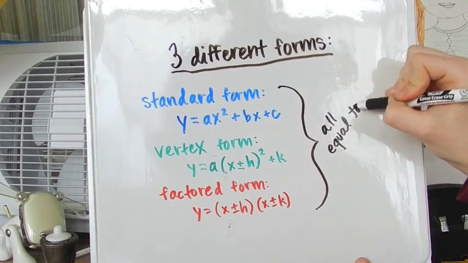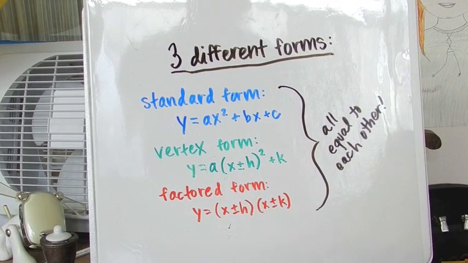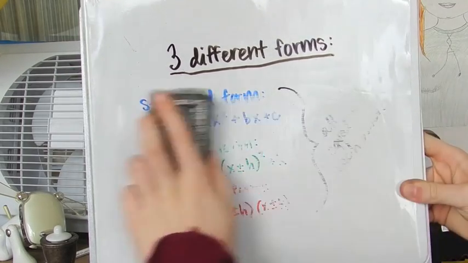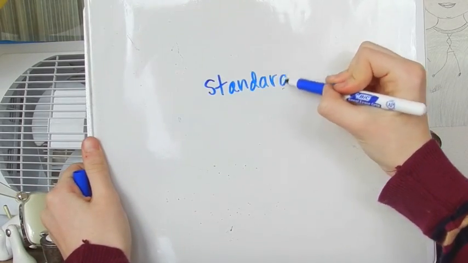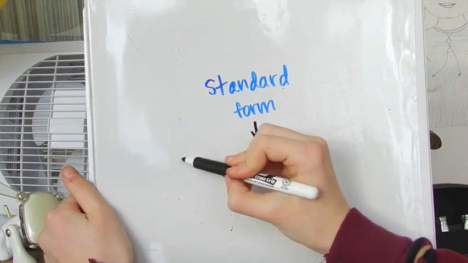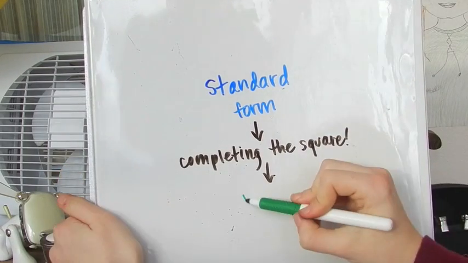All of these forms of the equation are equal to each other. They just each make certain elements of a function easier to solve for. For example, vertex form helps you find the vertex of the function. This is where completing the square comes in. Its purpose is to convert standard form into vertex form.